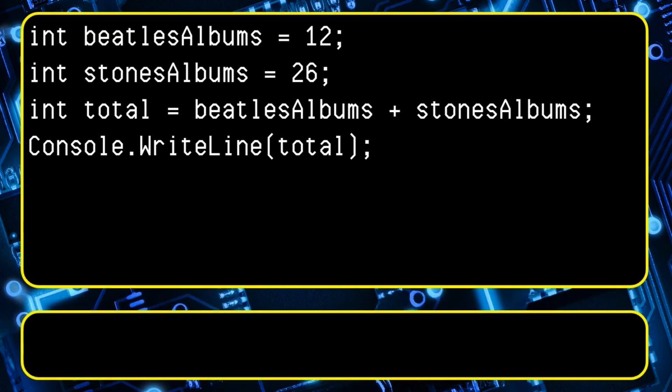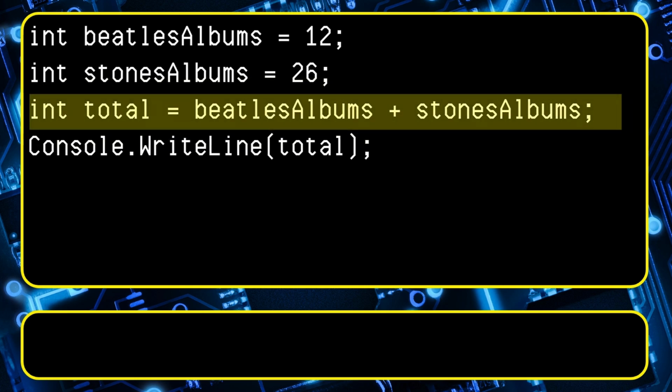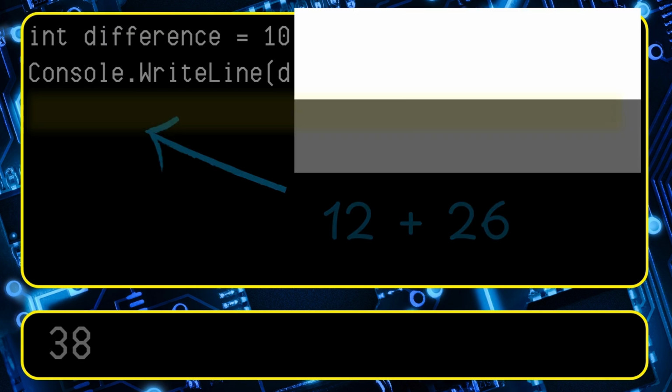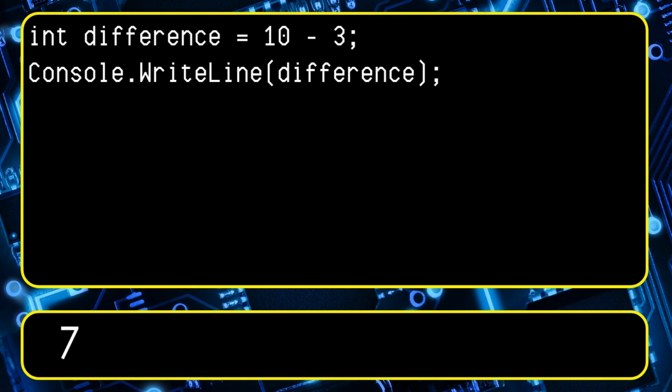But operands can also be variables. When the program gets to this assignment statement, it starts on the right and retrieves the values stored in those variables, evaluates the addition operation, and assigns the result to the total variable. The subtraction operator works the same way, but using the minus symbol.